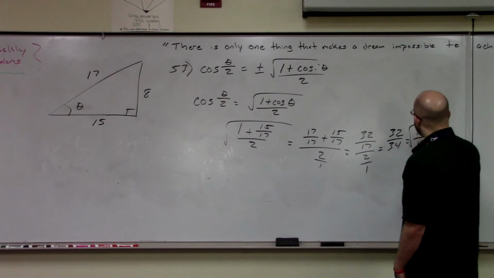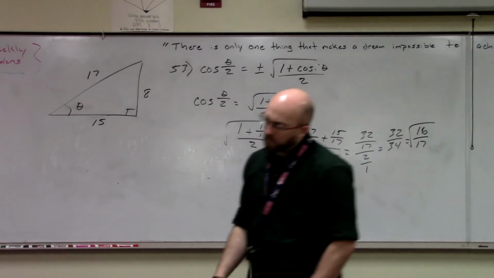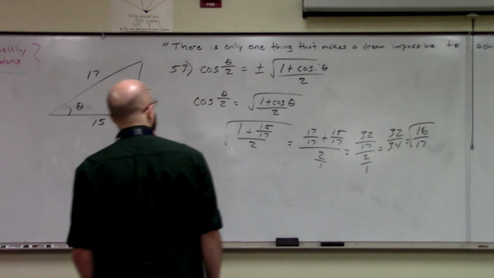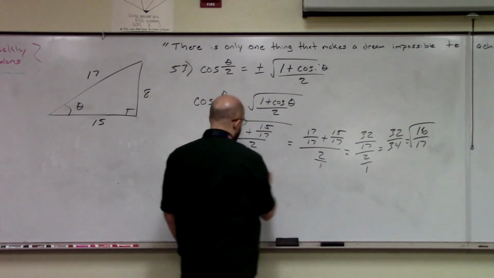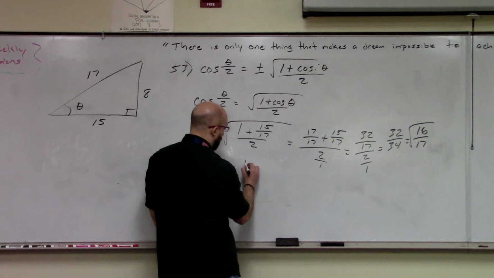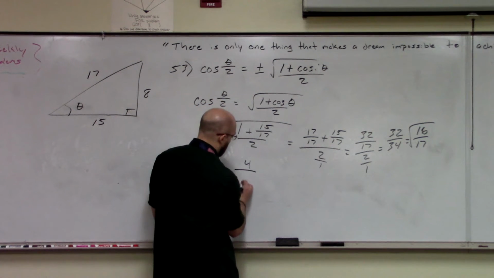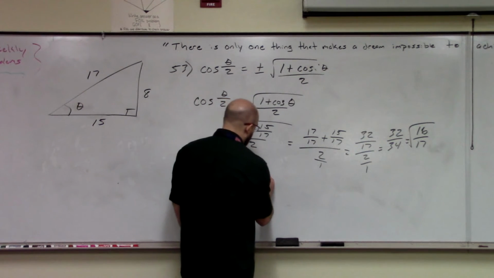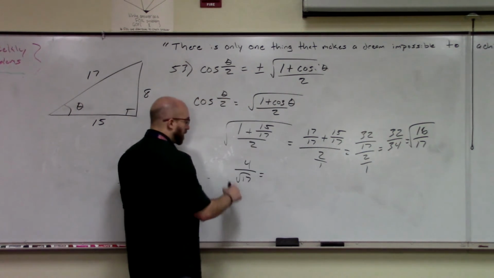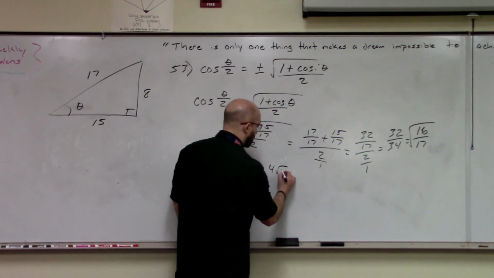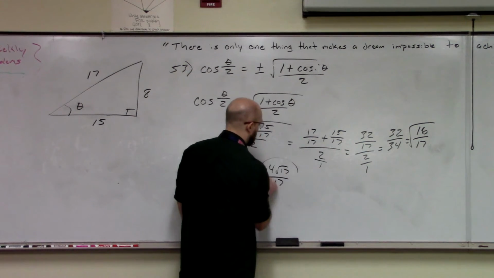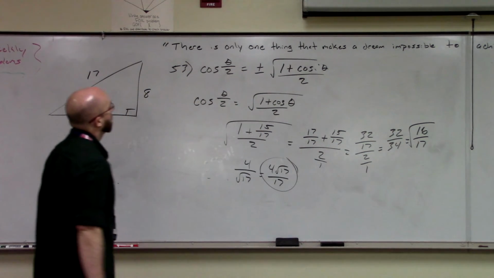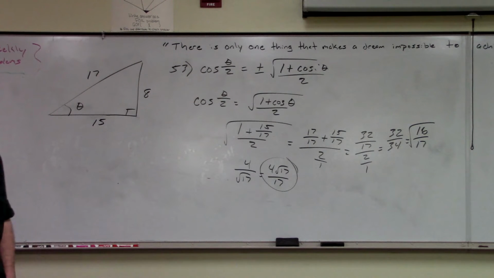Now remember, that's all underneath the square root. So you take the square root of that. Make sure the square root goes to both top and bottom. So we get 4 over square root of 17. Don't like the square root of 17 on the bottom. Multiply square root of 17 top and bottom, so we get 4 square root of 17 over 17, like that. Again, when it has a picture, it's a little bit simpler.